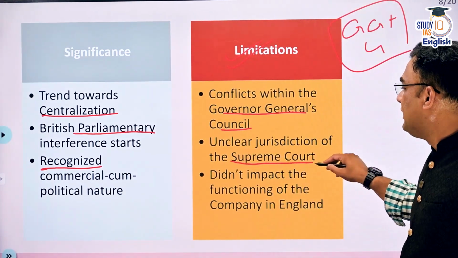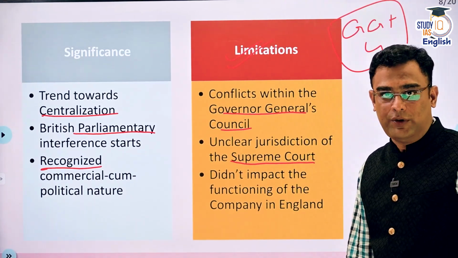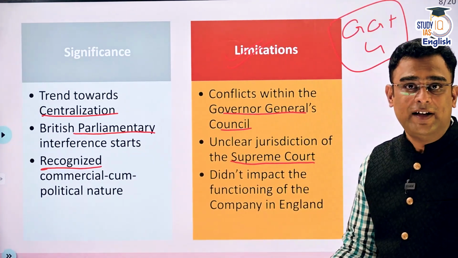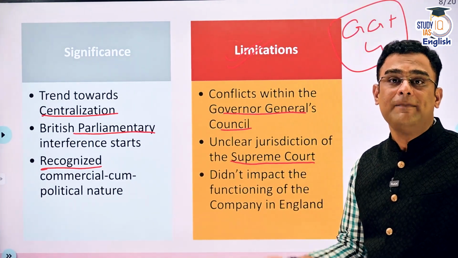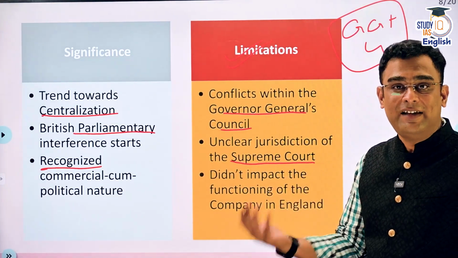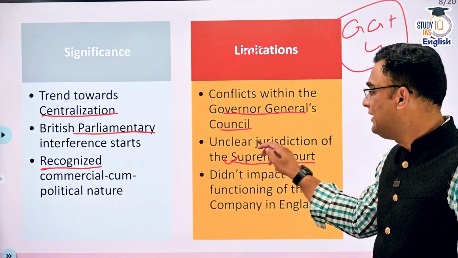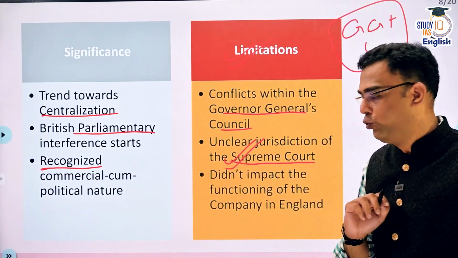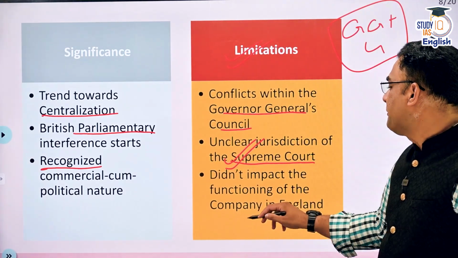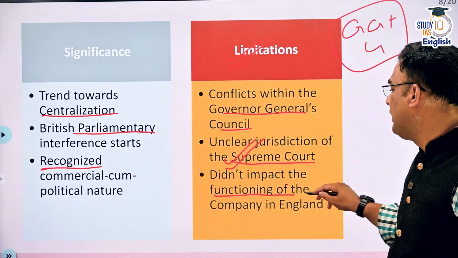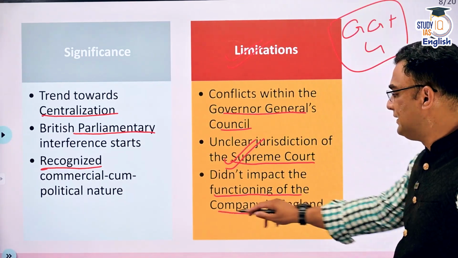Second, unclear jurisdiction of the Supreme Court. Now, the court was created, but then there was still confusion regarding which specific areas the court will actually look into. So there was lack of clarity regarding Supreme Court's role. Thirdly, it did not impact the functioning of the company in England as such.